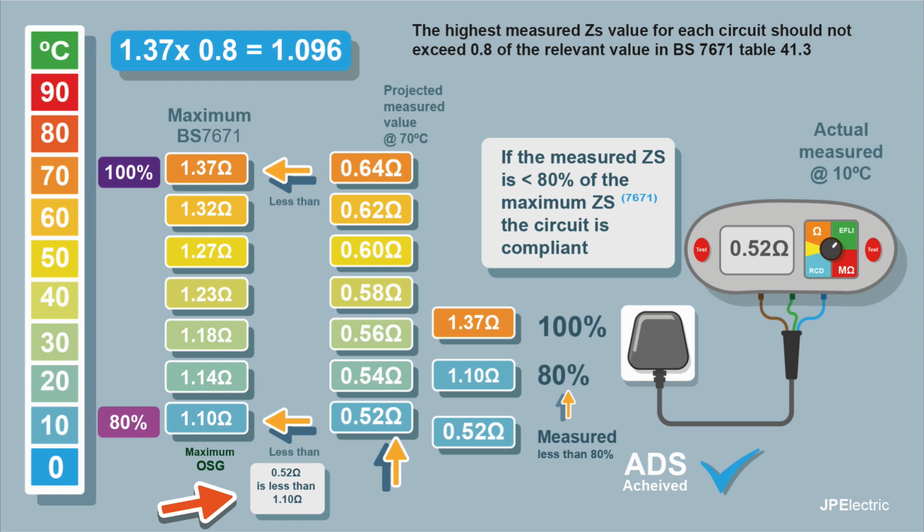But if we didn't have the on-site guide, we just had BS7671, we'd times the value 1.37 ohms by 0.8, and it'll give us our value, 1.09 ohms. Our 0.52 ohms is less than that, so we know we're compliant. And you can see here, our 0.52, if we corrected that up to 70 degrees C, it's 0.64 ohms. So we're still well under 1.37. We're always going to be under the maximum ZS if we're under 80% of the maximum. When complying with the regulations, maximum ZS and automatic disconnection of supply will be achieved.